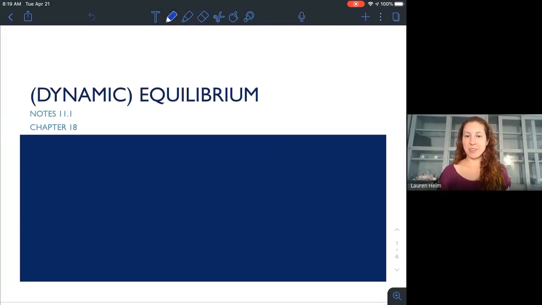Good morning, chemistry students. Let's talk about dynamic equilibrium. These are 11.1 notes, and what we want to look at is what this word equilibrium means, especially in terms of chemical reactions.